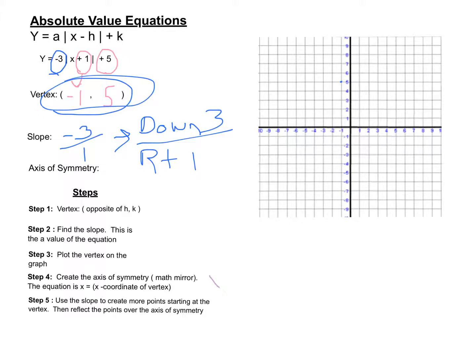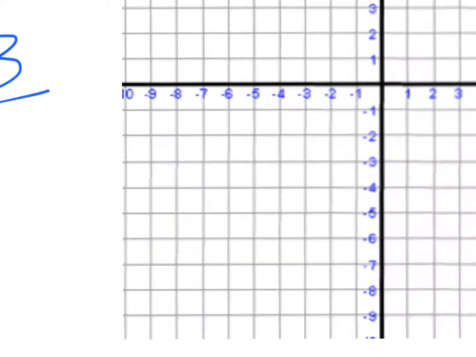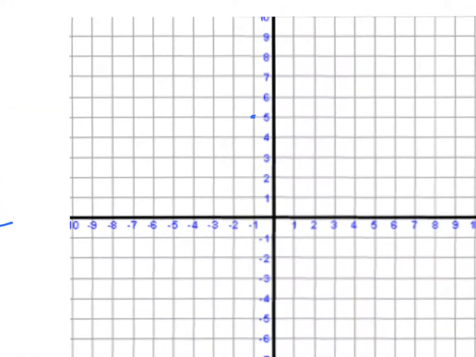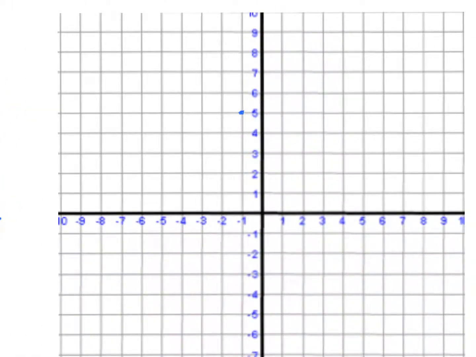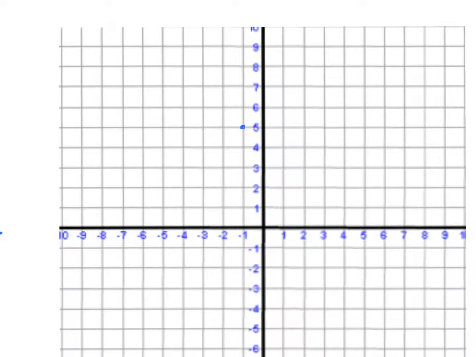Remember, that is the x-coordinate of the vertex. So again, my x-coordinate is at -1. So x is -1. So we go to our graph. Okay. And we're going to create the axis of symmetry. Okay. Nice dotted line. Like so. I really can't see that.